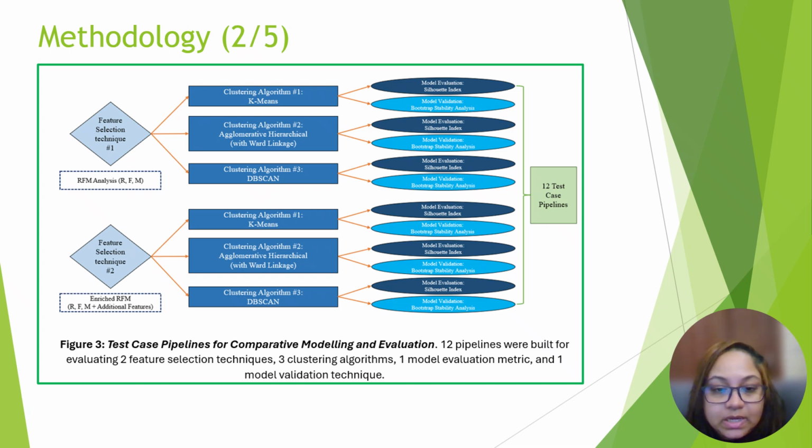The three clustering algorithms which are layered on top of these two feature selection techniques were k-means, then agglomerative hierarchical clustering with Ward linkage, then DBSCAN, density-based scanning. Then the two evaluation and validity testing techniques which were used were the silhouette index, and the second one was the bootstrap stability index, bootstrap stability analysis using adjusted RAND index. So this resulted in a total of 12 test case pipelines.